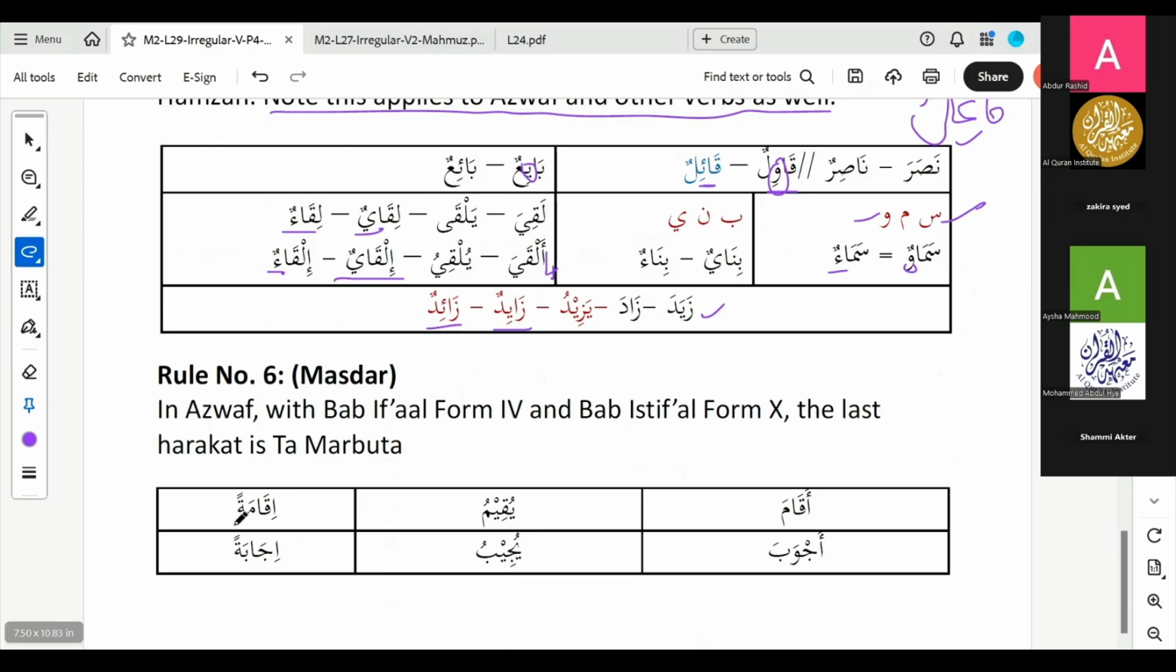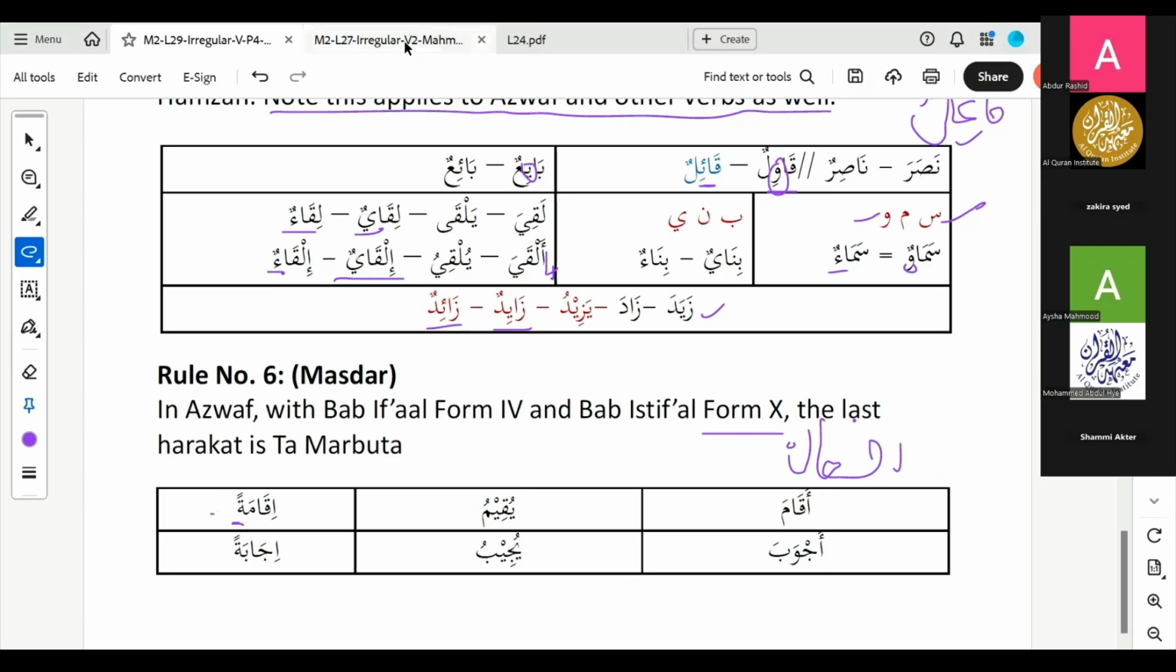we get an extra ta marbuta at the end. So the form 4 masdar is if'alun pattern. So af'ala yuf'ilu, aqama, yuqimu, by the if'alun pattern, it should be iqamun. But an extra ta marbuta will get added for the ajwaf verb. So it becomes iqamatun. The same root for form 10, we get istaqama, yastaqimu, istiqamatun. So we get ta marbuta at the end.